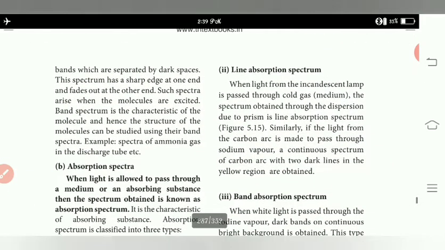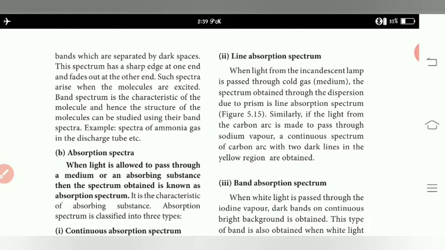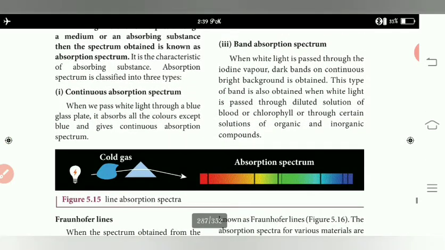Line absorption spectrum: when light from an incandescent lamp is passed through a cold gas medium, it absorbs some wavelengths, and the spectrum obtained through dispersion by the prism is a line absorption spectrum. Similarly, when light from a carbon arc is made to pass through sodium vapor, two dark lines are observed in the yellow region of the continuous spectrum of the carbon arc. Instead of all the colors, we observe two yellow lines only.